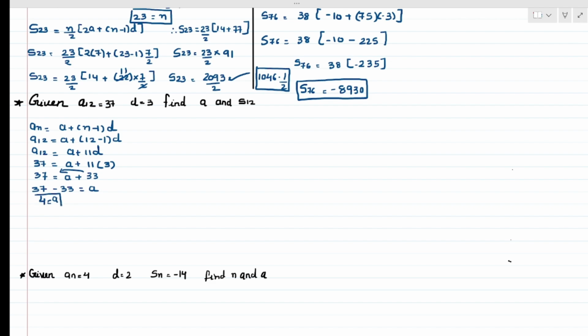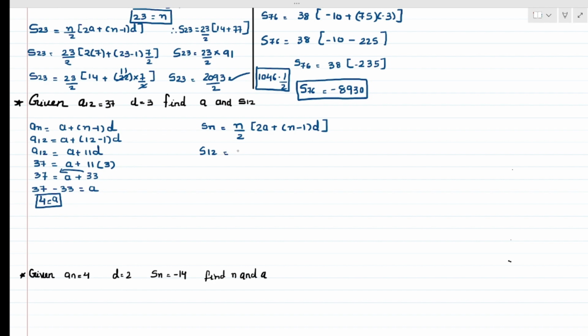So I got my answer of a is equal to 4. Yes. Now I need to find out S12. What will be the formula? Write down the formula first. Sn is equal to n upon 2 times (2a plus (n minus 1) d). Clear? Now instead of writing n, you will substitute your value of n, 12, everywhere.